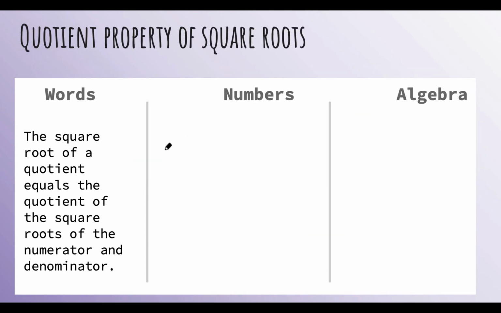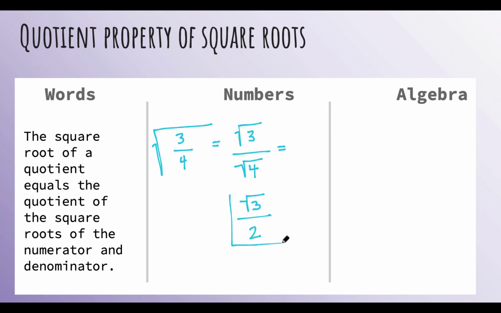Okay, next we're going to look at the quotient property of square roots, which says the square root of a quotient equals the quotient of the square roots of the numerator and denominator. So we have the square root of 3/4. We can break this up into the square root of the numerator, square root of 3, over the square root of the denominator. We leave the square root of 3 as it is, but the square root of 4 is equivalent to 2. So in simplest form, it's the square root of 3 over 2.